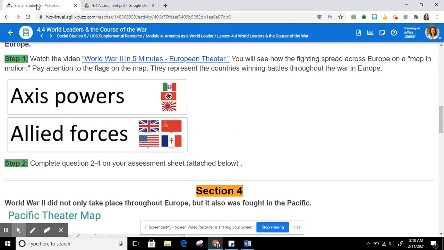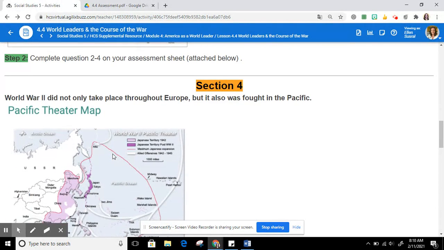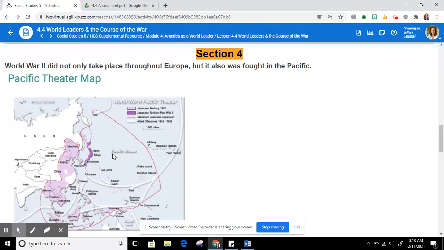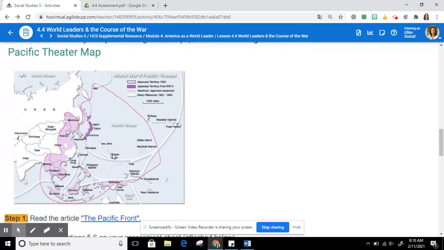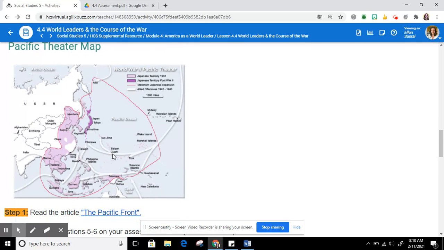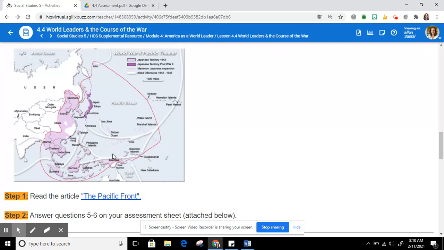All right, section 4. World War II did not only take place throughout Europe, but it was also fought in the Pacific. And so here you can see a Pacific theater map of where the war took place. Okay, so this is on the Pacific coast of Asia.